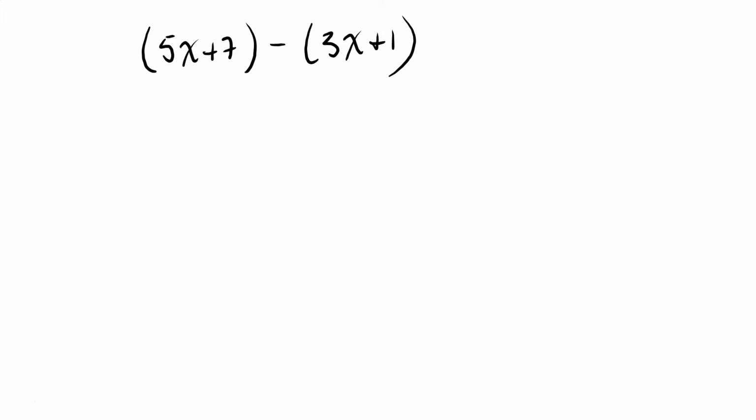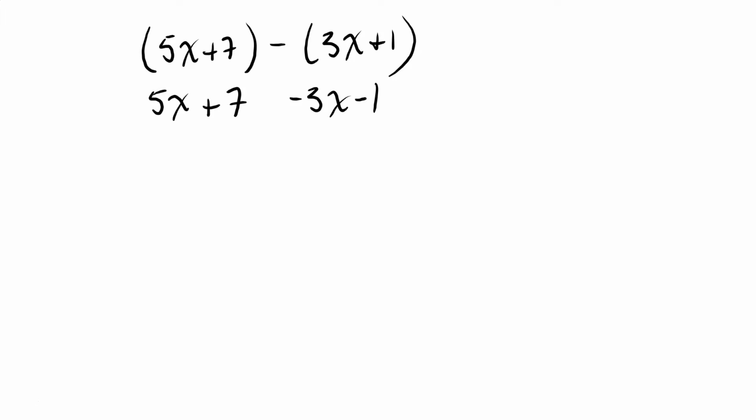5x plus 7 minus, now here the brackets start to become more important, bracket 3x plus 1. So the key thing here is when we've got this negative out in front of the bracket, it means that negative is really a negative 1, and it's being multiplied by both the 3x and the 1. So if you multiply negative 1 times 3x, you're going to get a negative 3x. And if you multiply negative 1 times 1, of course, you'll get a minus 1.